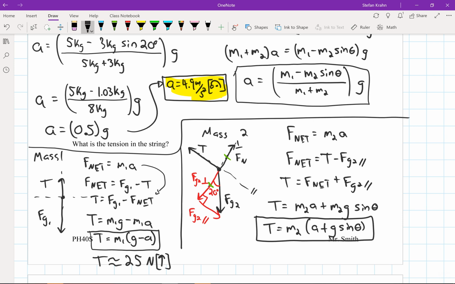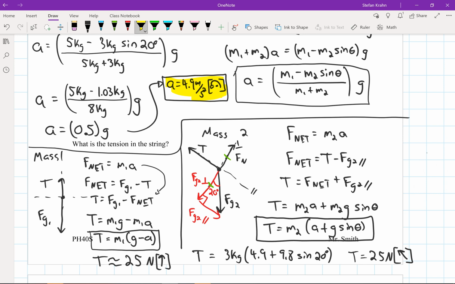And now if we sub in all of our numbers, so here if I do this one properly, I'll sub in my numbers. 3 kilograms times the acceleration of the system, which was 4.9, plus 9.8 times the sine of 20 degrees. I get my tension is going to be 24.8, or when I round that up, I'd get 25 newtons, and this is going to be up the incline.